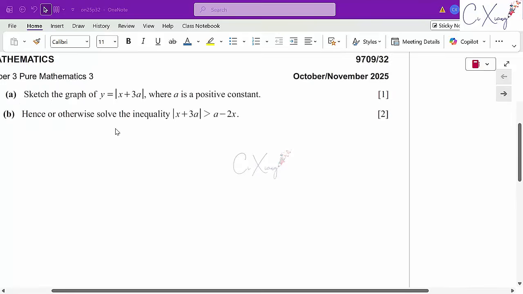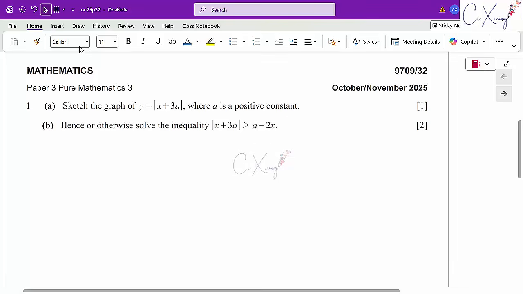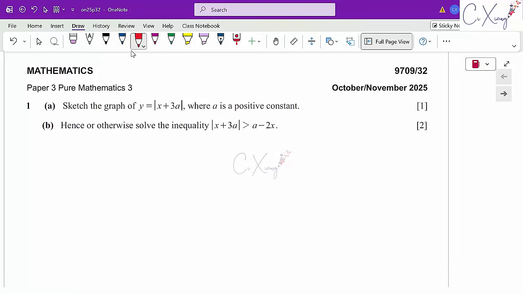Alright, so for this video, we will be discussing paper 3 for October-November 2025, paper 3-2. Right, so let's have a look at question number 1, part A. They want us to sketch the graph of y equals modulus of x plus 3a, where a is a positive constant. Right, so to sketch any modulus graph, I usually ask my students to draw the original graph first, where y equals x plus 3a.